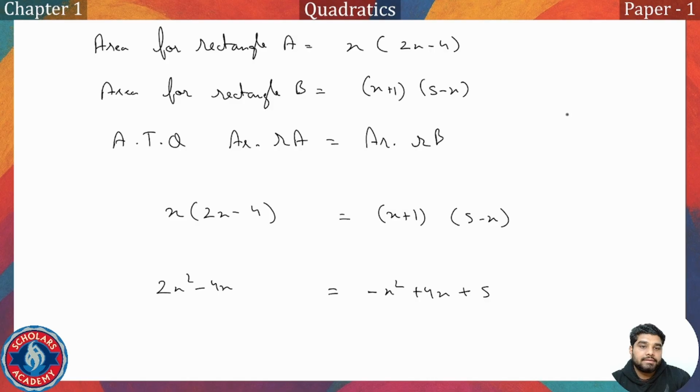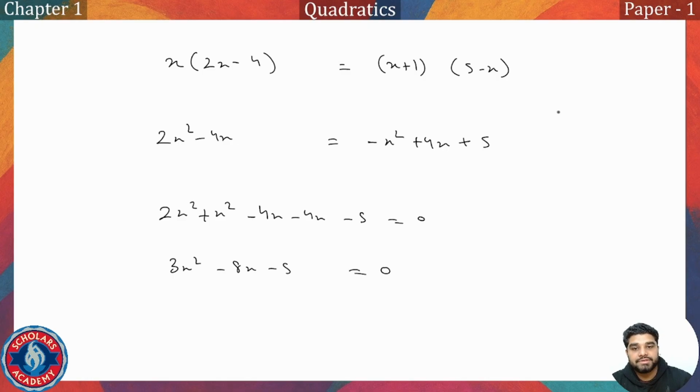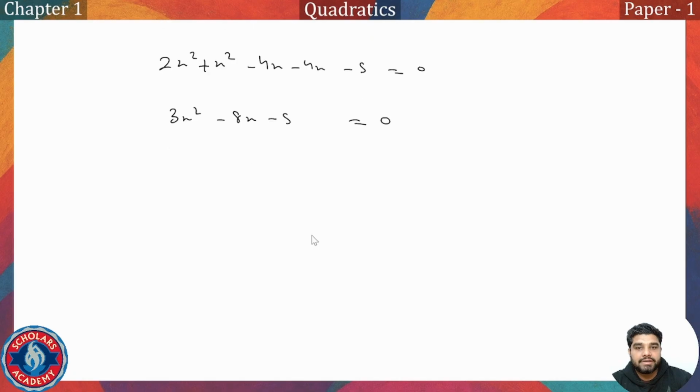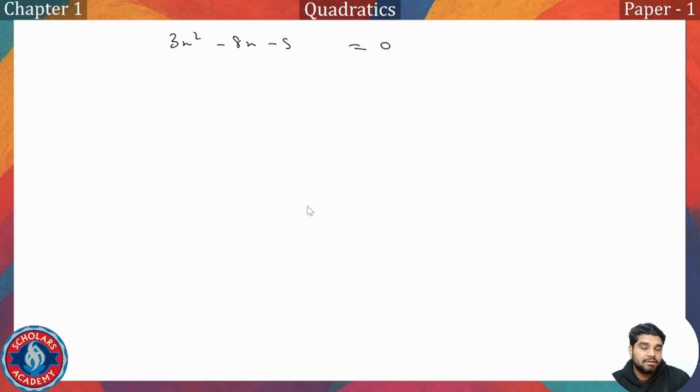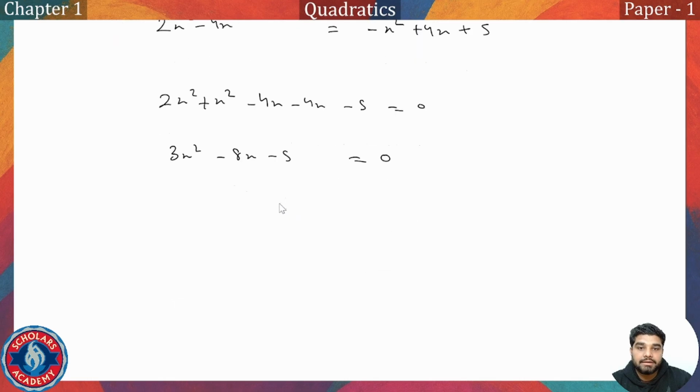Alright, so this is our quadratic equation over here. We'll bring everything to the left hand side. We get 2x square minus x plus x square minus 4x and minus 5 is equal to 0. So we get 3x square minus 8x minus 5 is equal to 0. So this is the quadratic equation now. So simplification, formation of the quadratic equation is the main part.